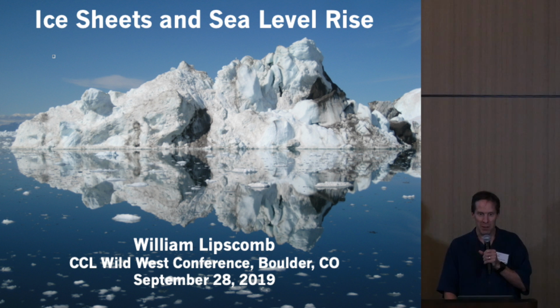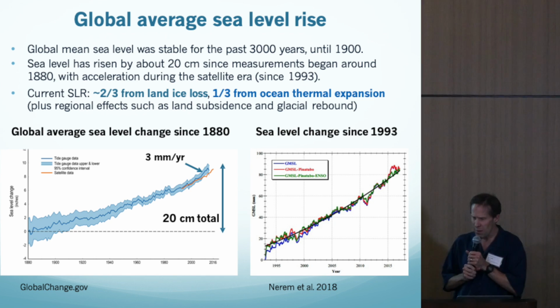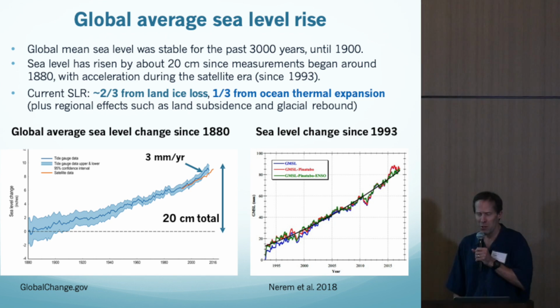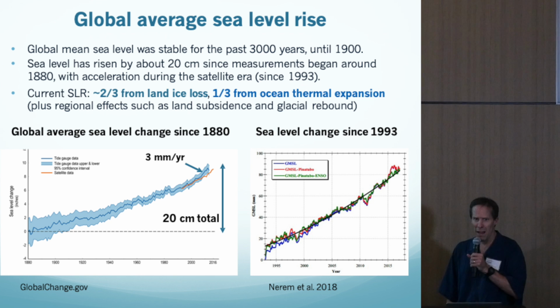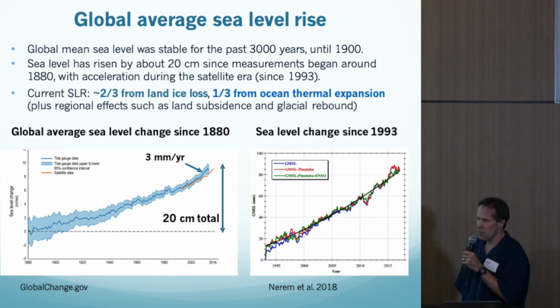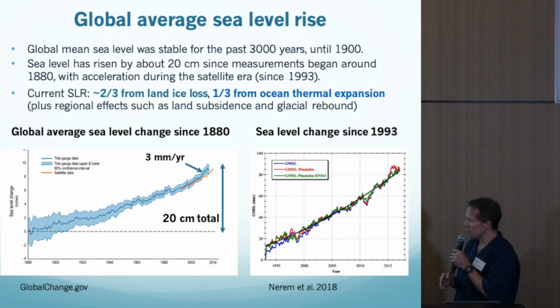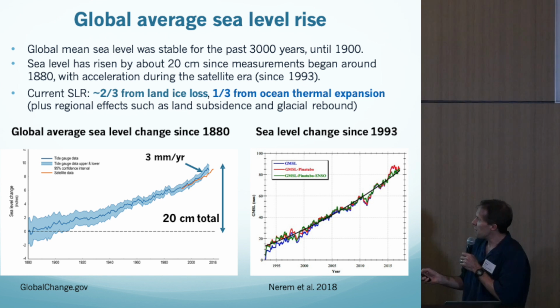So I'm going to talk about glaciers and mostly ice sheets and their effect on rising sea levels, which I'm sure you've heard about. Global average sea level was pretty flat for about the last 2,000 years or so, but around the start of the Industrial Revolution in the late 1800s, it started ticking up. And during the 20th century, you had a sort of slow, steady increase in sea level.